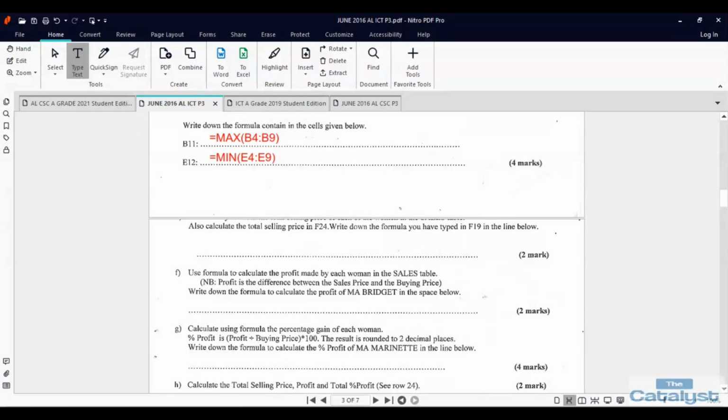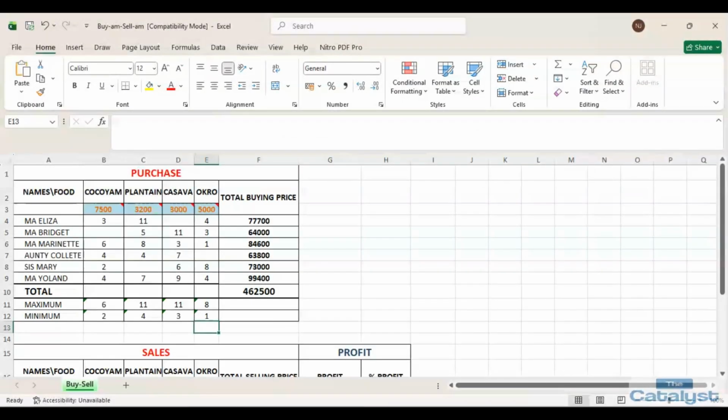Now, and also calculate the total sale price in F24. It looks like the paper was cut. It's not complete. All right.